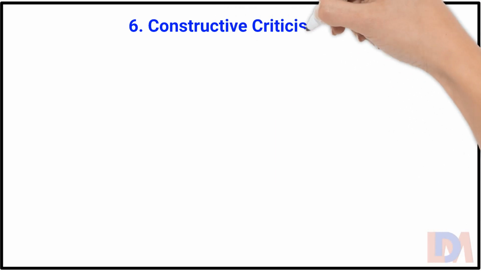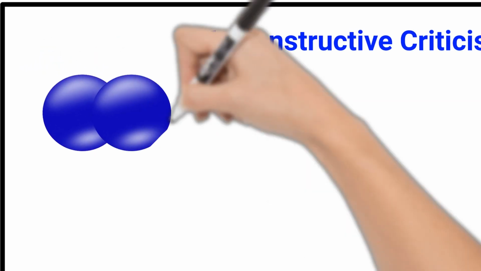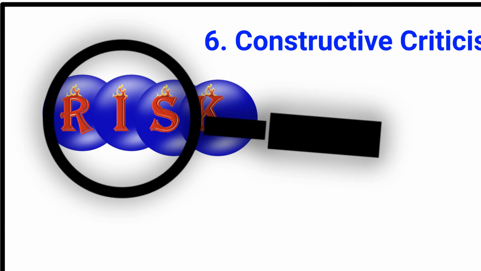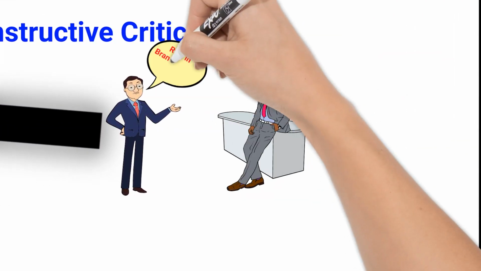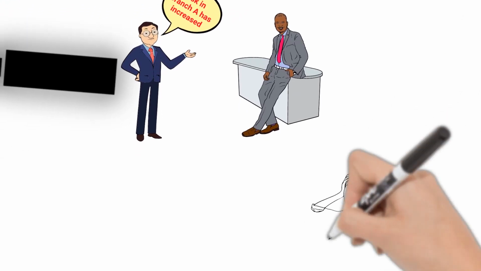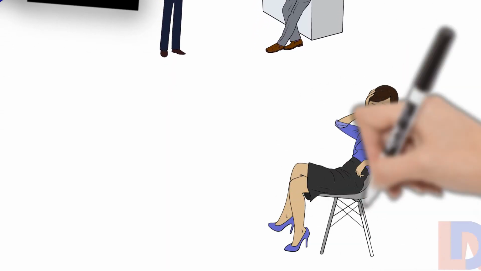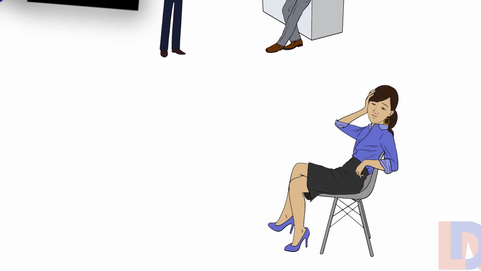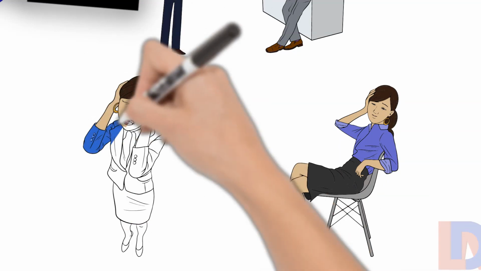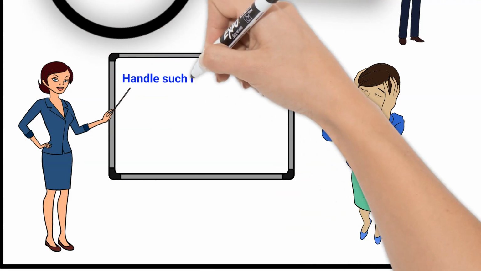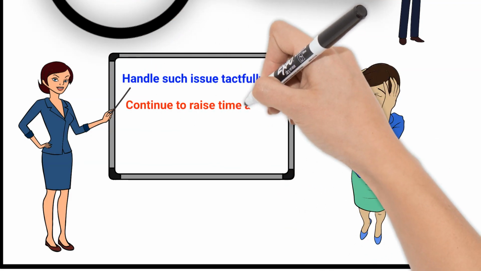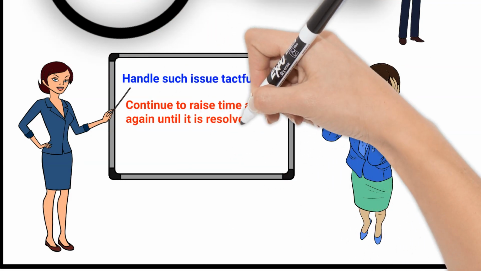Constructive criticism. One of the important roles of risk manager is to identify risks in the business process and raise the issue with concerned business managers. Criticism is generally not liked by business managers. In some instances, business managers may take the issue personally. Risk managers should handle such issue tactfully, and should continue to raise time and again until the issue is resolved.